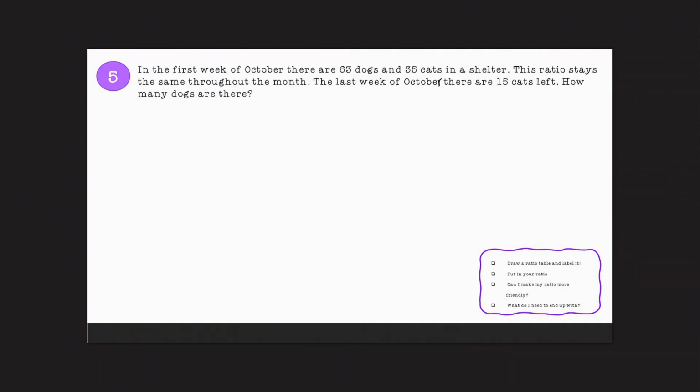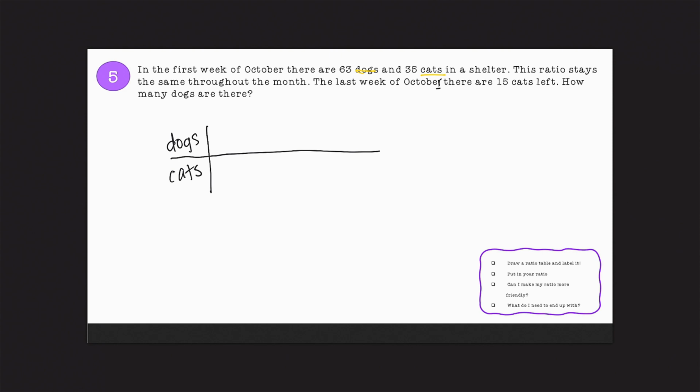All right, in the first week of October, and I noticed here that I had a misspell with my R. I forgot to put an R in October, so that's why it's ugly. In the first weeks of October, there are 63 dogs. So I see dogs and cats. I'm going to just write this in as I'm reading it. As you get better at these, you'll see what you need to do as you're writing it.